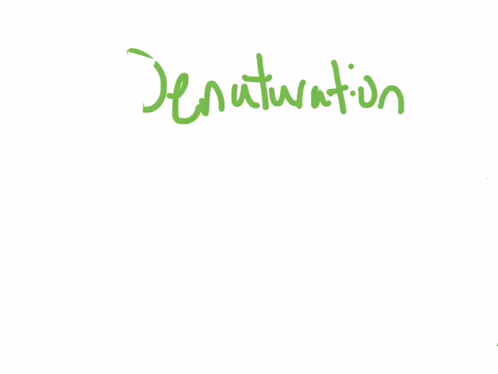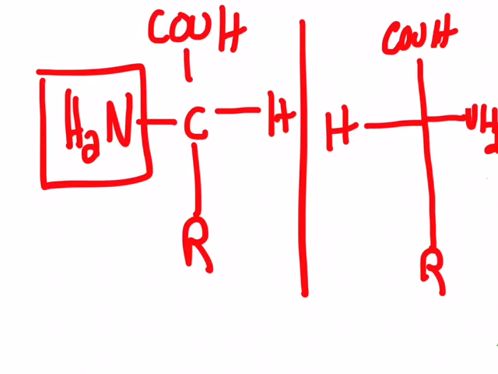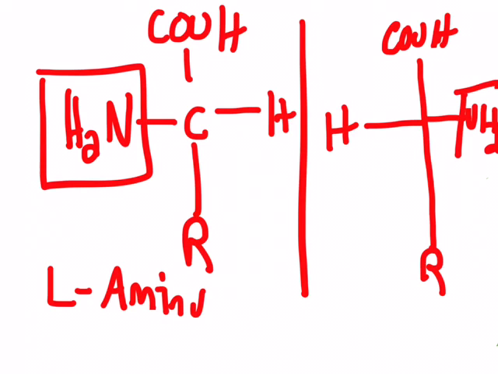And now the last thing that we will look at is going to be the Fischer projection of amino acids, and this is going to give us an idea of the L and D amino acids. So if we look here, this amino group is going to be on the left, so this is going to make it an L amino acid. As for this one on the right, the NH2 group, the amine group, is going to be on the right, and this makes this a D amino acid.